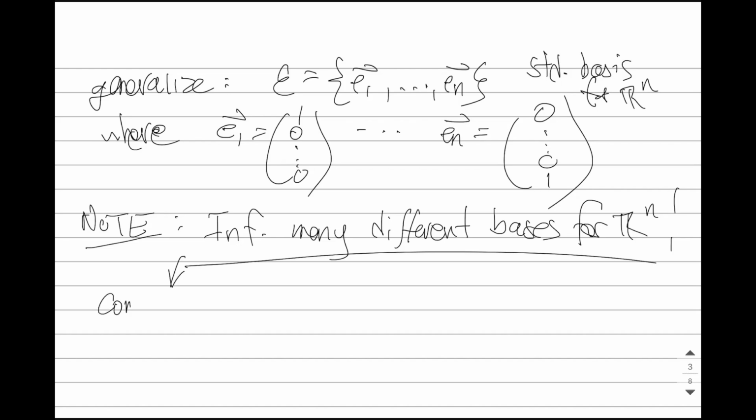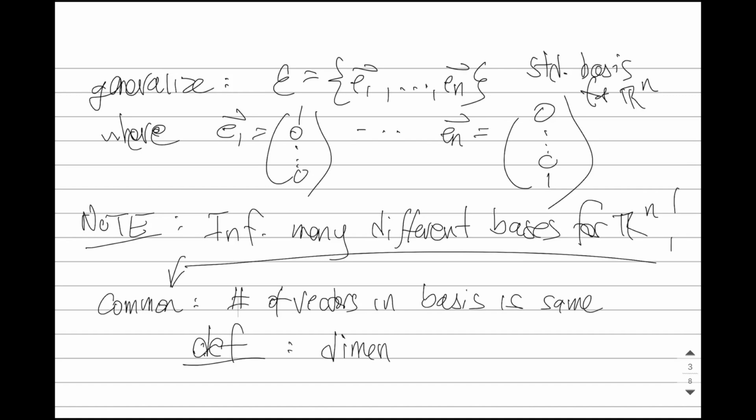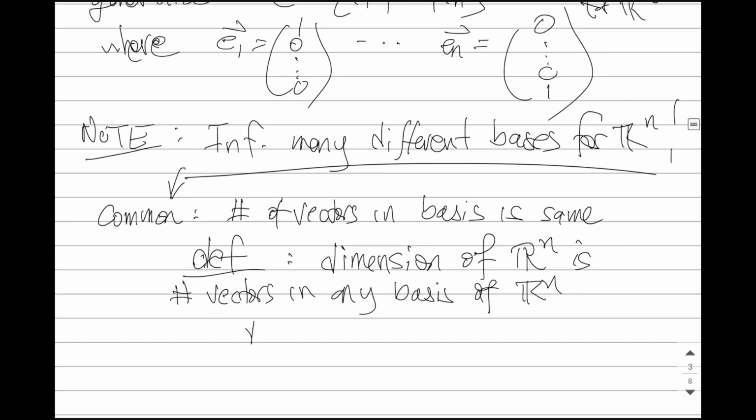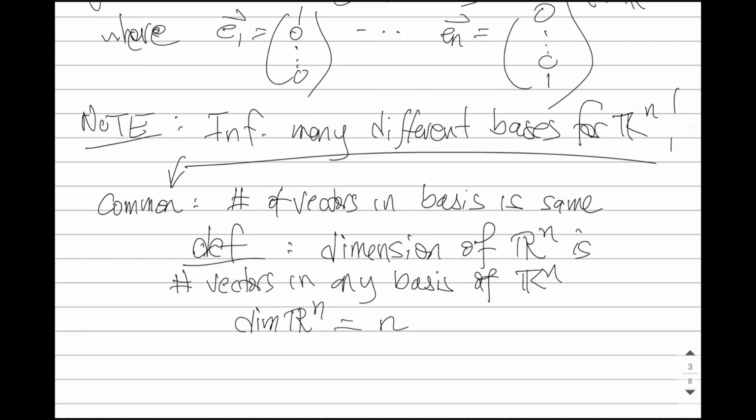What is common between all of the bases is that the number of vectors in the basis is always the same. And for this number of vectors, we're going to make a definition. We are going to say that the dimension of Rn is the number of vectors in any basis of Rn. And in this particular case, the dimension of Rn is always going to be n. And this is why we call it n-dimensional space, because we need n different vectors to form a basis of Rn.